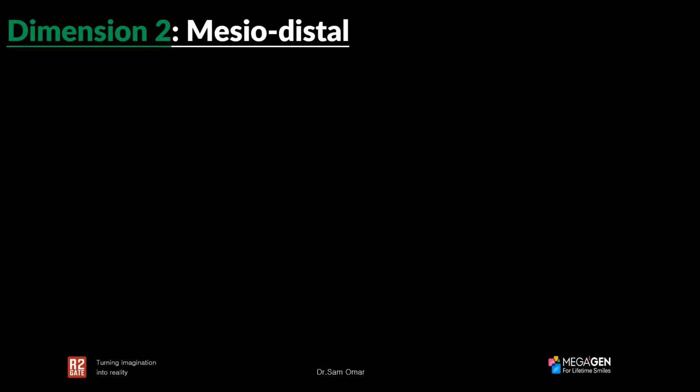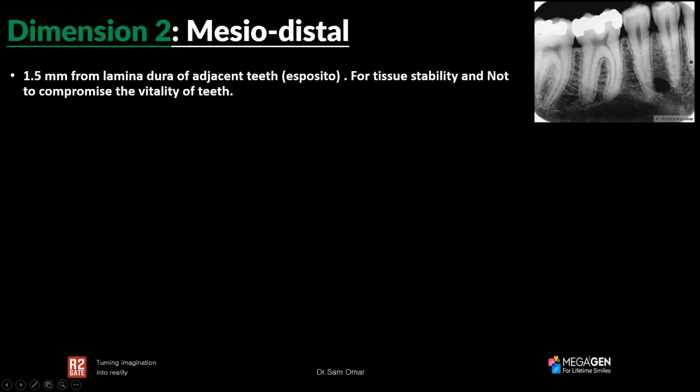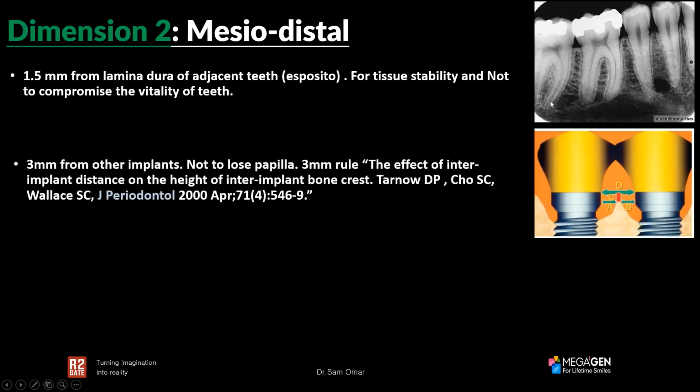The second dimension of treatment planning is the mesio-distal dimension. How much distance do we keep between an implant and a tooth? Ideally we should keep 1.5 millimeters from the lamina dura of the adjacent teeth to the implants for tissue stability and not to compromise the vitality of these teeth. So the lamina dura is this part right here, this cortical bone, and ideally we should keep about 1.5 millimeters from the lamina dura of the adjacent teeth when we're planning our implant.